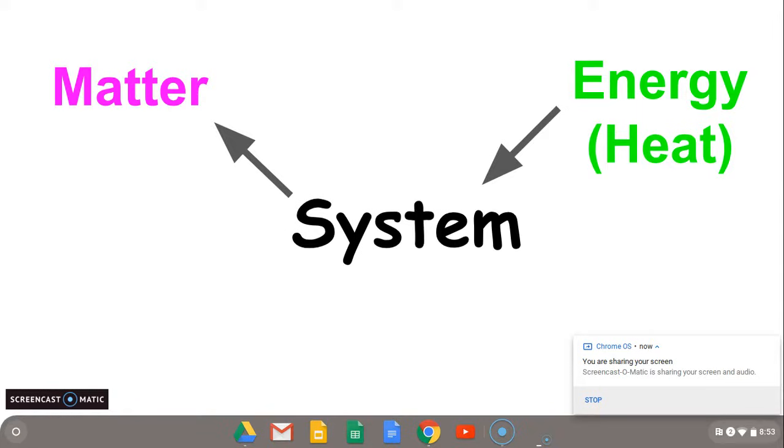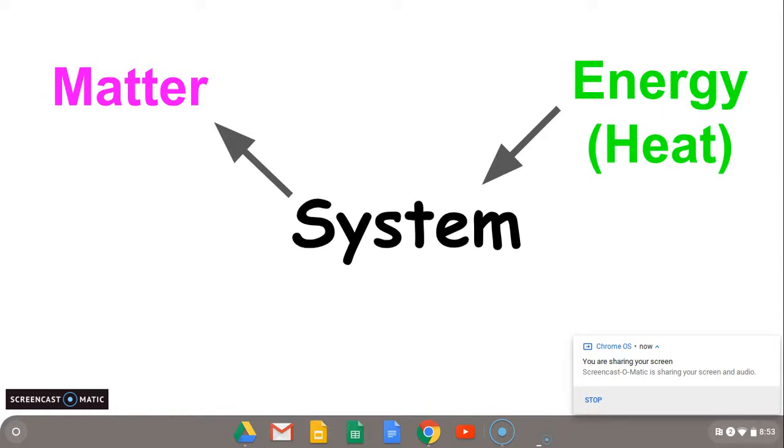So you should have your note sheet for systems and lab conservation of mass out in front of you. One of your responsibilities when you are taking video notes is that you are paying attention, you're pausing when you need to write something down, and that you go back and rewind if you didn't understand something.